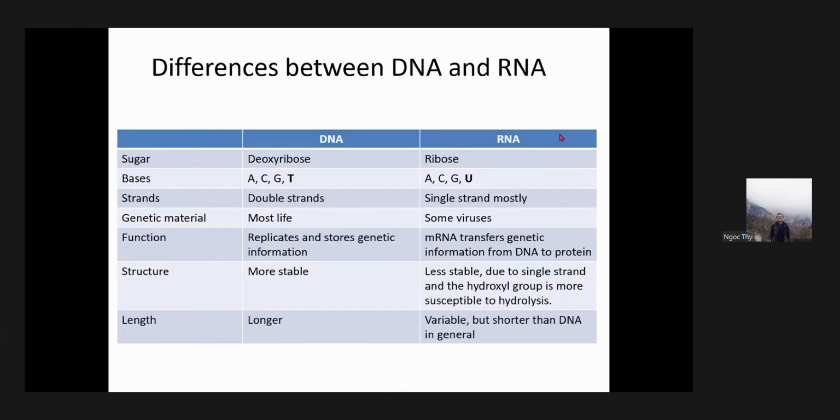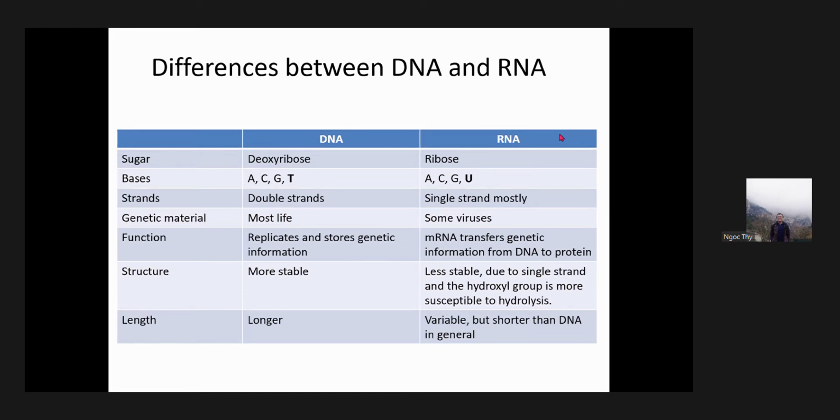In a nutshell, there are several fundamental differences in the structure of DNA and RNA. First is the 5-carbon sugar. In DNA, we have deoxyribose, which means it lacks one oxygen atom, the hydroxyl group in carbon number 2. Remember, in RNA it is ribose. In the bases, in DNA we have A, C, G, and T, and in RNA we have A, C, G, and U. Uracil in RNA instead of T in DNA.